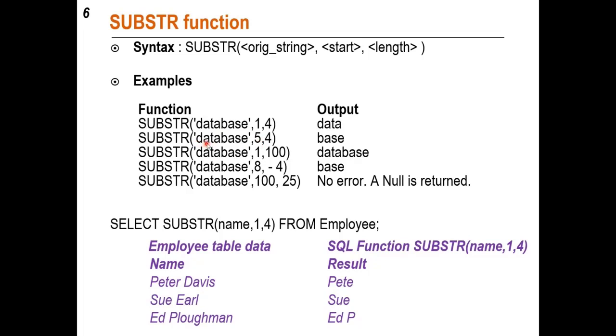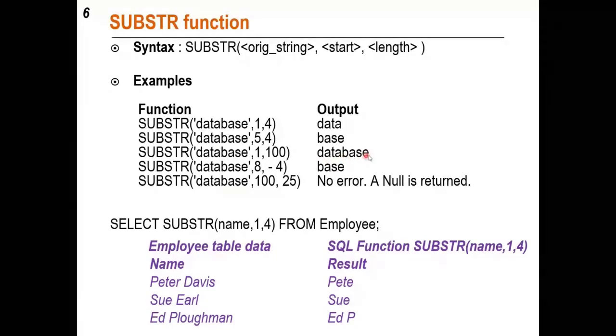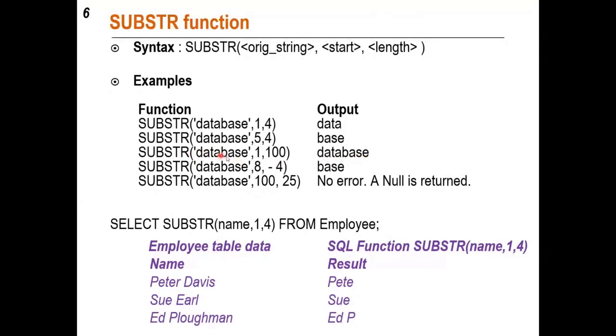Likewise, the second one starts from the 5th position. The 5th position is 1, 2, 3, 4, 5, B. This is the starting position. From here, I need to extract 4 characters to the right, so this is the answer. Third example, the starting position is 1 and I want to extract 100 characters. I don't have 100 characters in this string, but anyway, my output looks like this. The whole database string will get displayed. This is very interesting, isn't it?